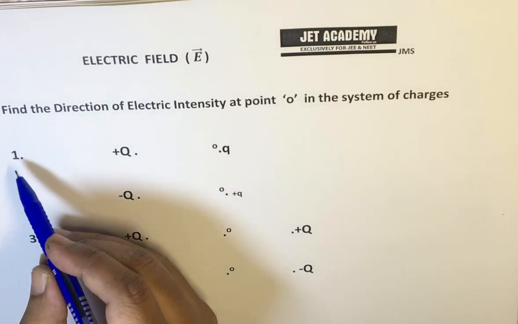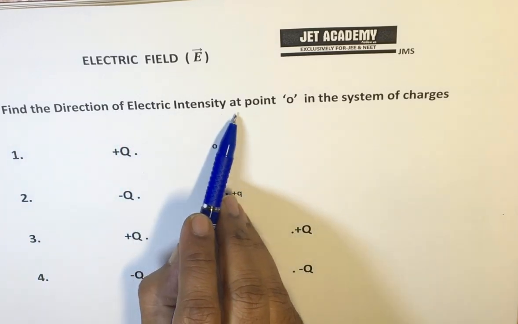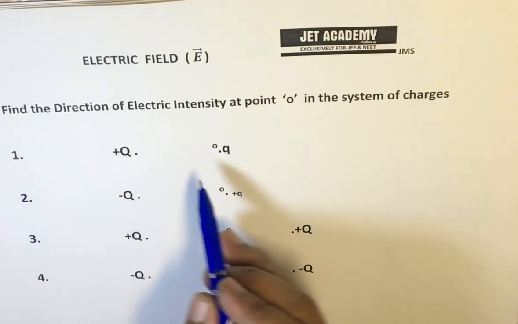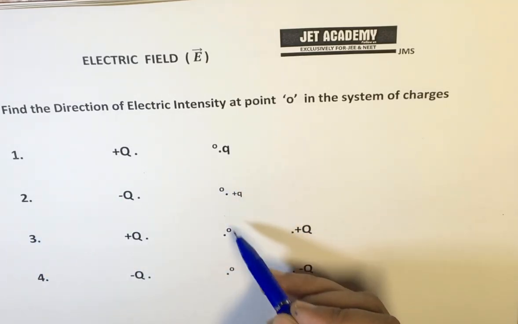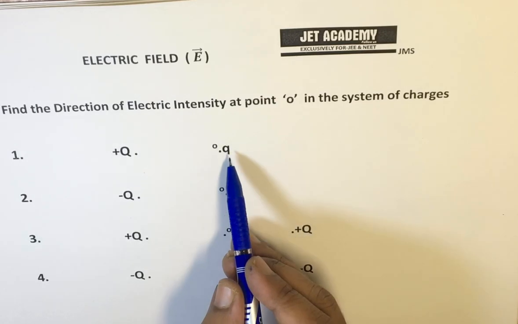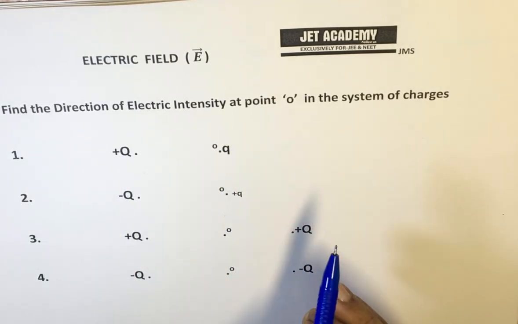In all these problems we are going to find the direction of electric intensity at O, the common point. In every problem we have to find the electric intensity at O in the system of charges. The system of charges is either one or more than one at the considered point.